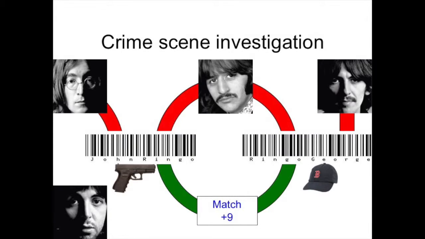What about crime scene investigation? Well, if you have all these barcodes coming from evidence and people of DNA that's been left at a crime scene, you can begin to start pulling it apart. Here, for example, here's a picture where there's a gun with two barcodes, one from John and one from Ringo. On the right is a hat, say, from Ringo and from George. Ringo is matching Ringo through his barcodes. He may not even be known at this point. So we know the hat is matching the gun.